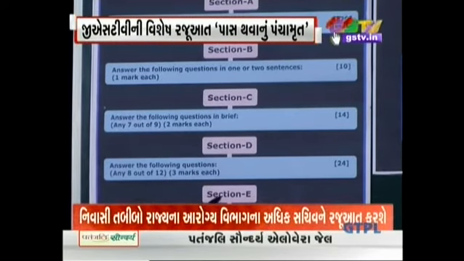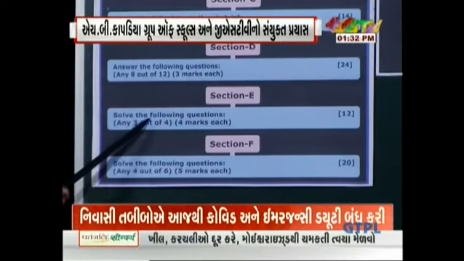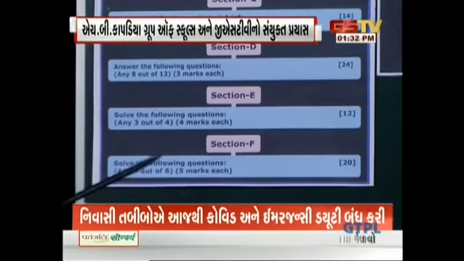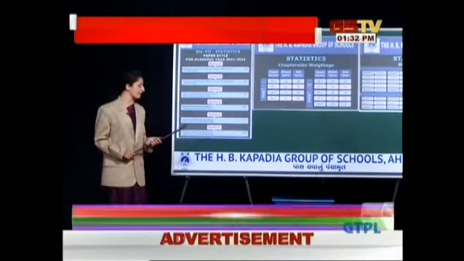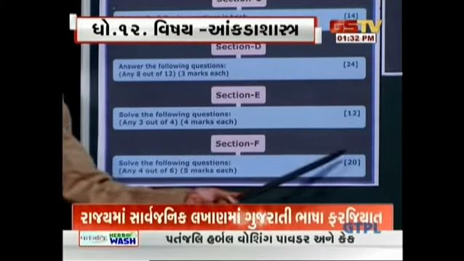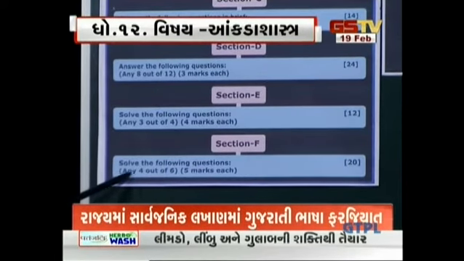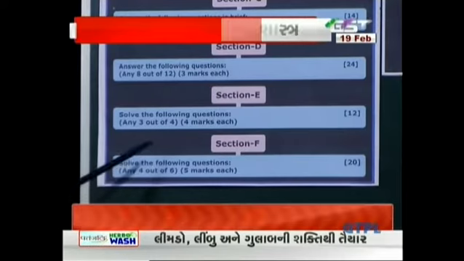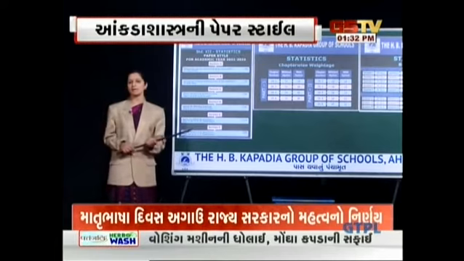Next, coming to the next section, section E. Section E is of 12 marks, 4 marks each. Here you are supposed to write any 3 questions out of 4. Section E, all the sums will be from part 2 textbook of statistics. And the last section, section F, but very important because it carries 20 marks. Here you have to attempt any 4 out of 6 questions. Each question carries 5 marks and these are long type of questions.